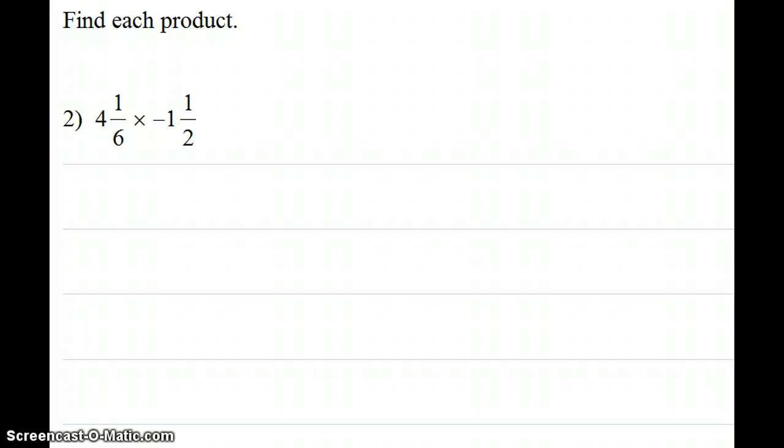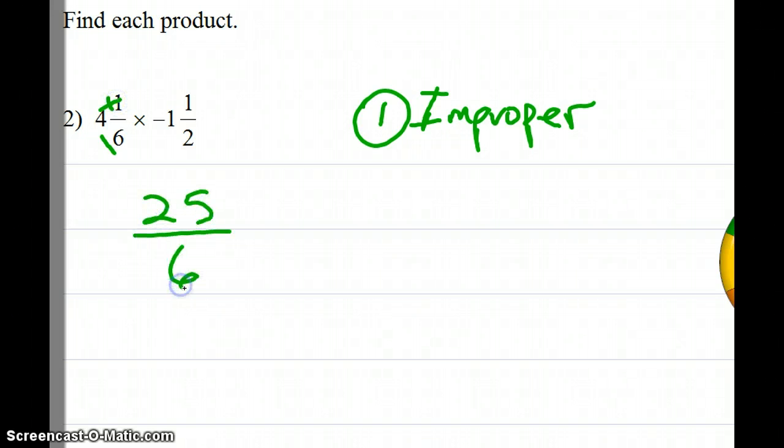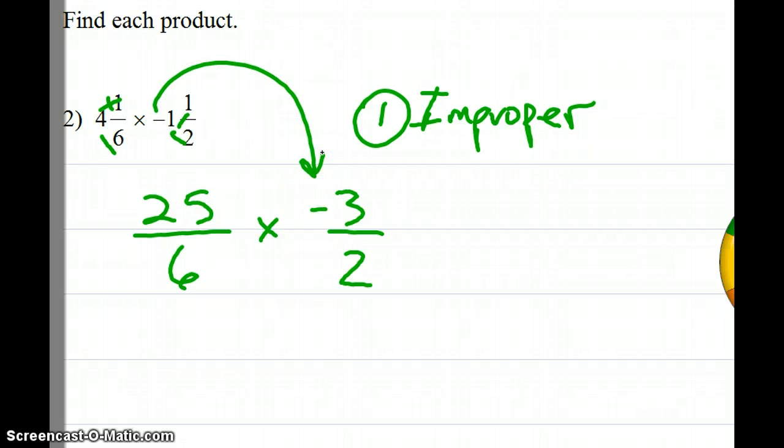If we look at problem 2, the first thing we must do is change to what's called improper fractions. Improper fractions are when the top is bigger than the bottom. Let me remind you how to do that. We say 4 times 6 plus the 1 will be 25, over 6. Times, we'll keep it times. This negative can be anywhere; I like to put it in the numerator. So 2 times 1 is 2, plus 1 is 3. And then we just put that negative on the outside of that fraction. So that's our first step, is to change to improper fractions.